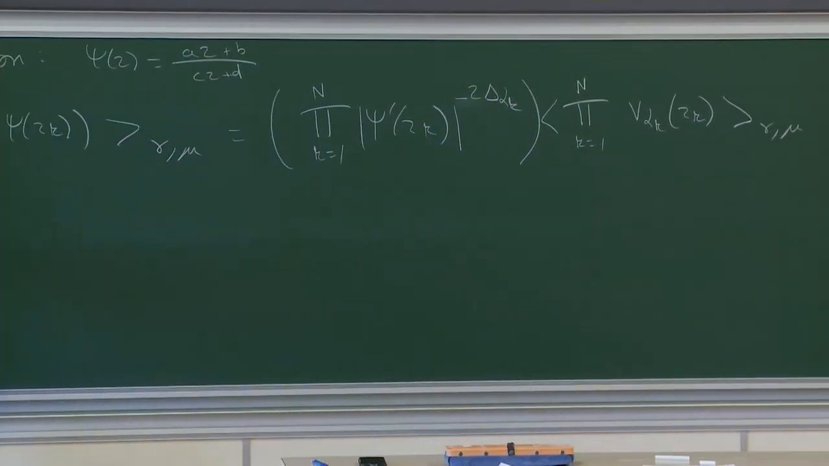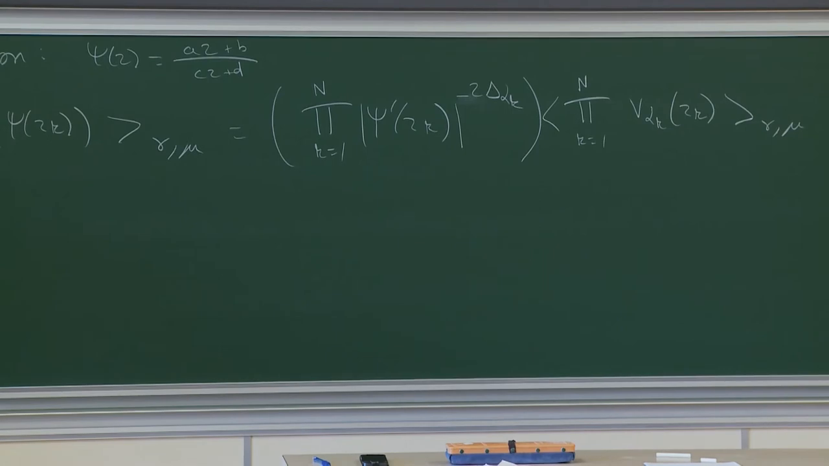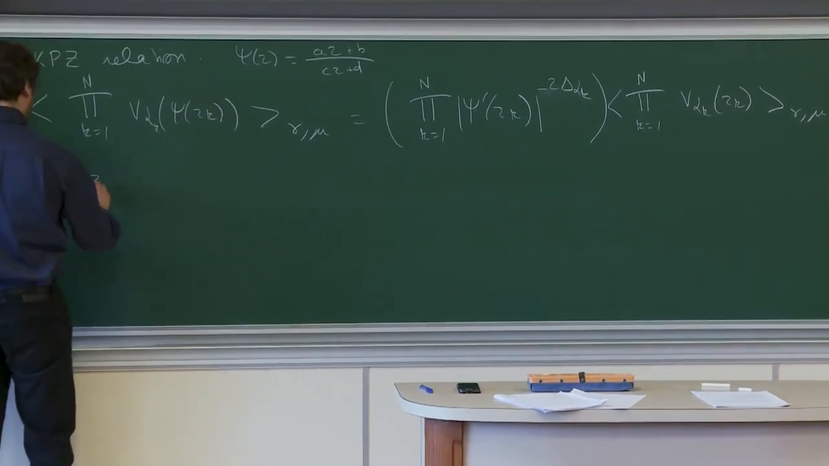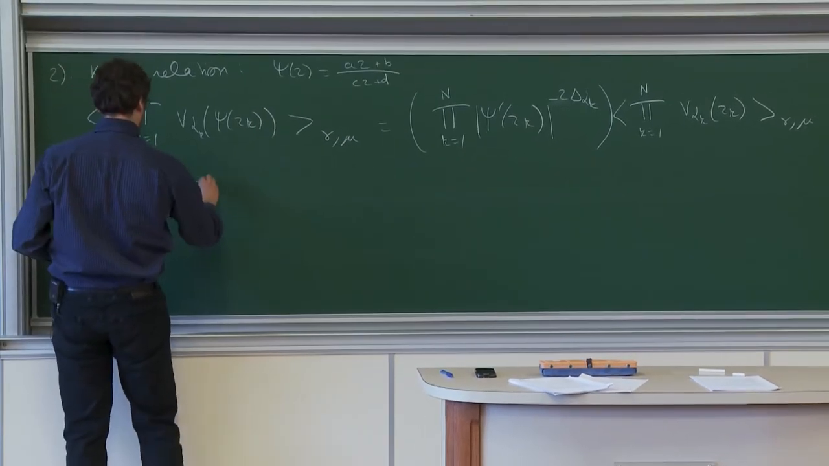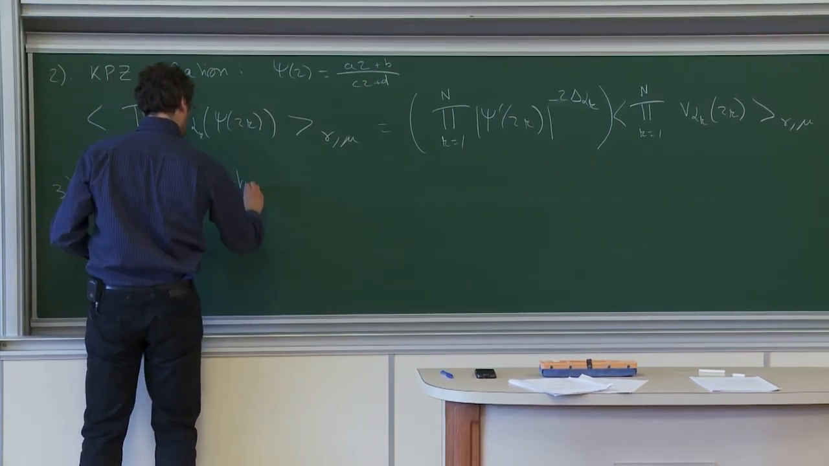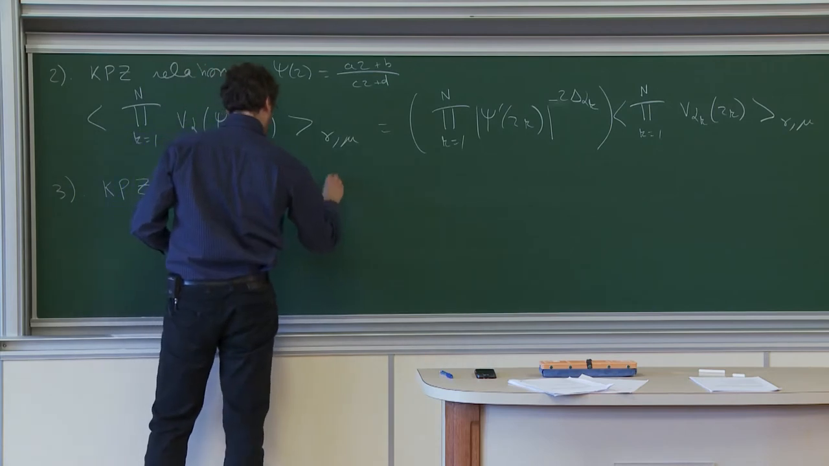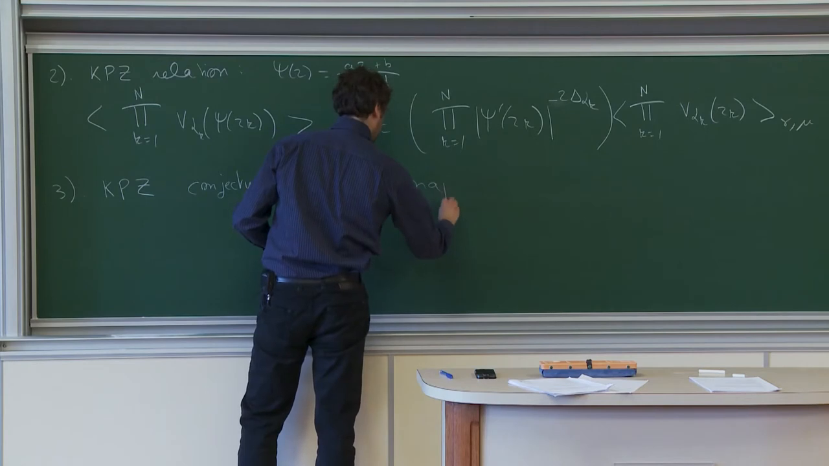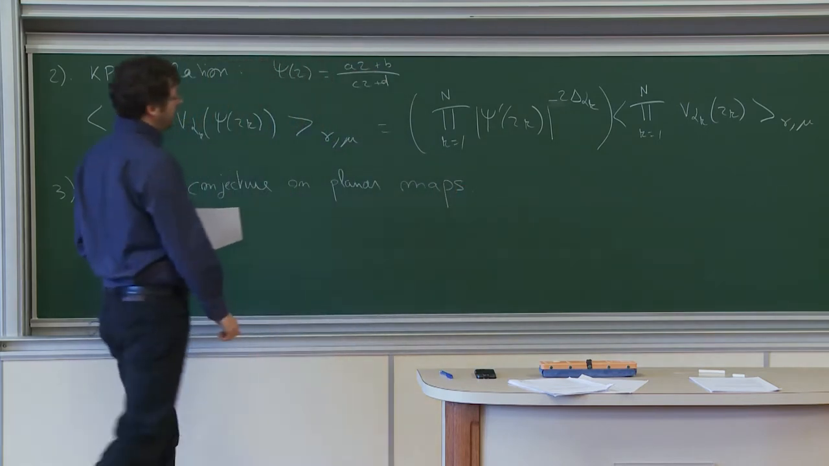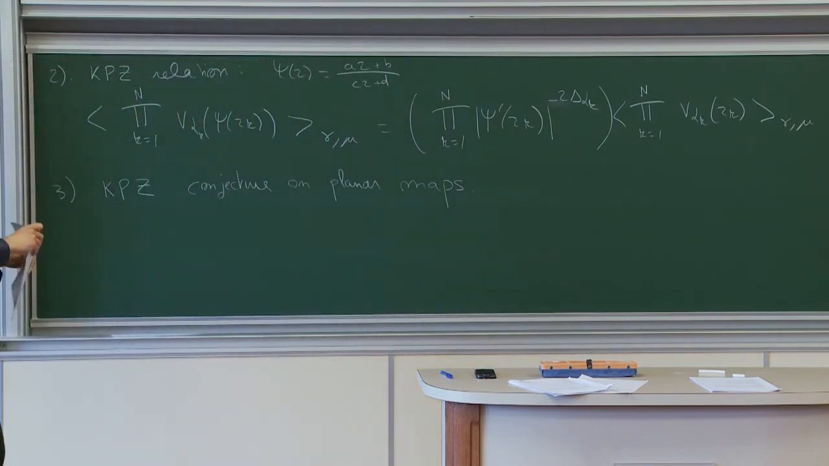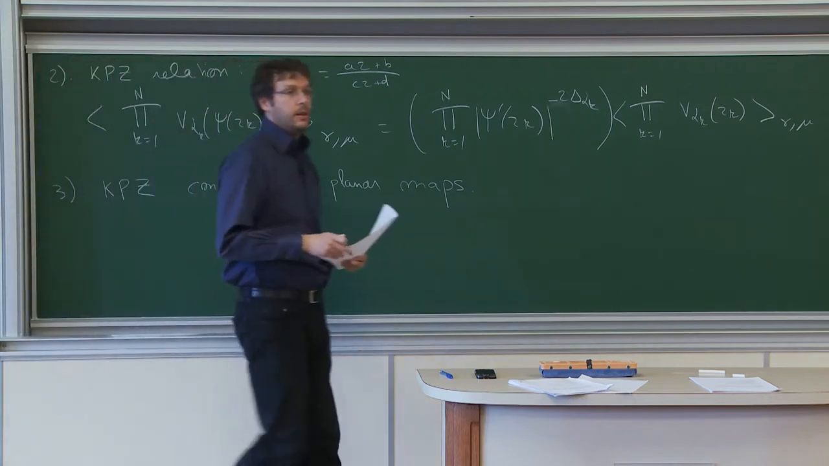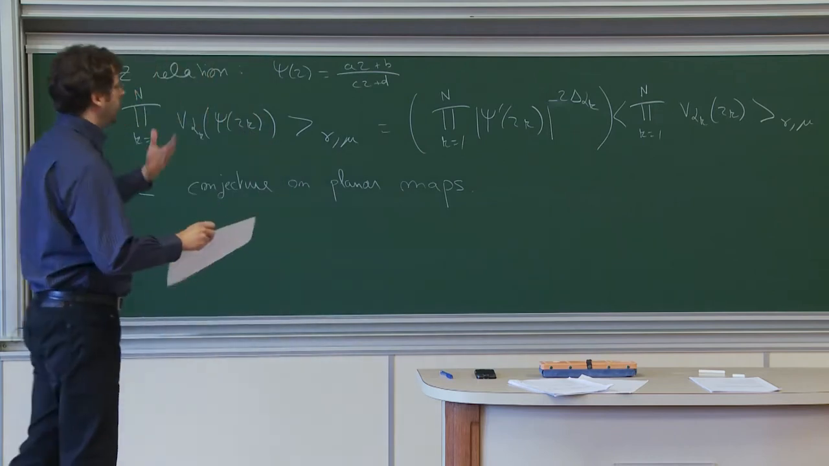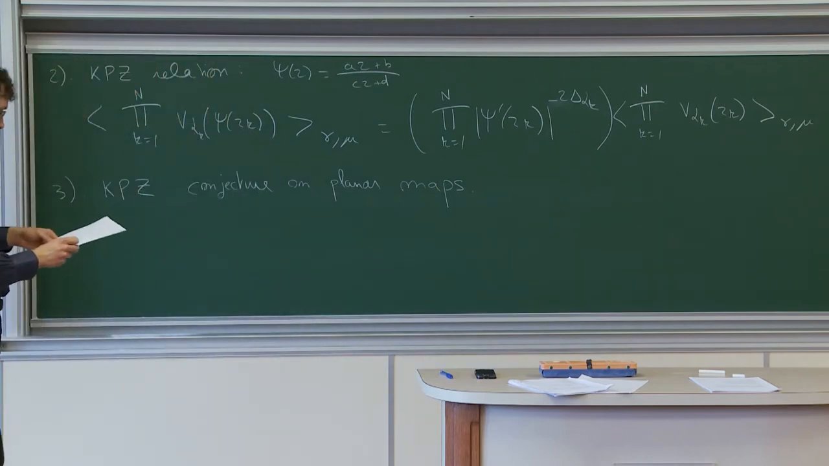And the third thing I'm going to talk about today is the KPZ conjecture on planar maps. I'm going to try to explain where these correlation functions appear when you want to study the scaling limit of planar maps equipped with a conformal structure and that you conformally embed in the sphere.